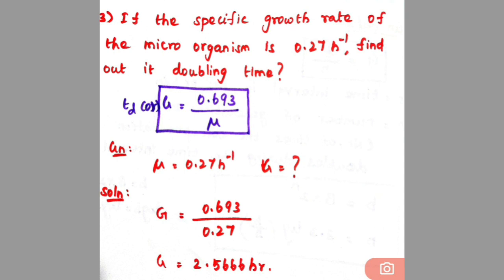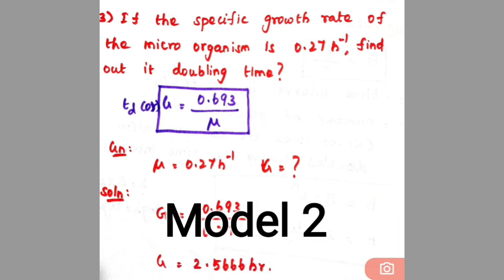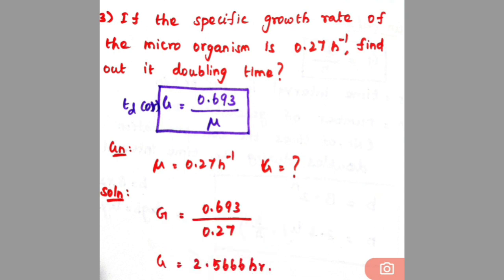Second model: here we are going to calculate doubling time from specific growth rate. In the previous problem we calculated doubling time from the generation time. The problem is, if the specific growth rate of the microorganism is 0.27 h power minus 1, find out its doubling time. In the problem, if they give the specific growth rate, then the formula is G is equal to 0.693 divided by mu, where mu is specific growth rate.